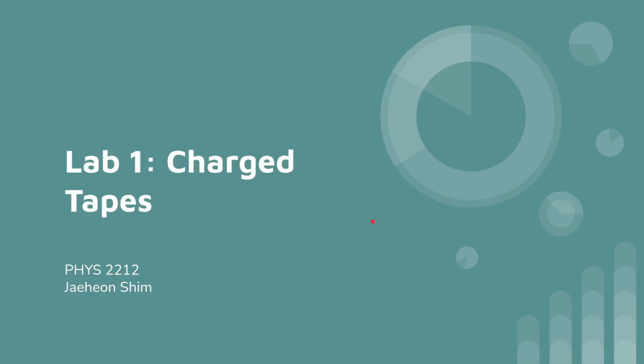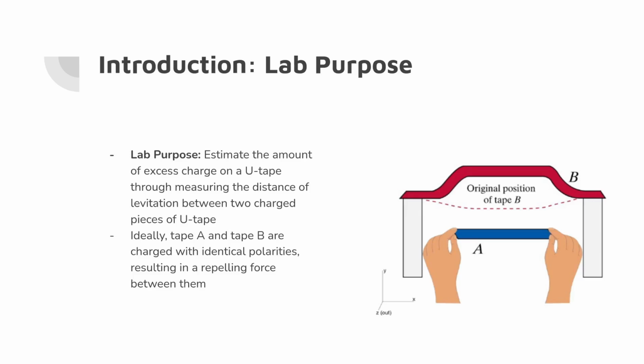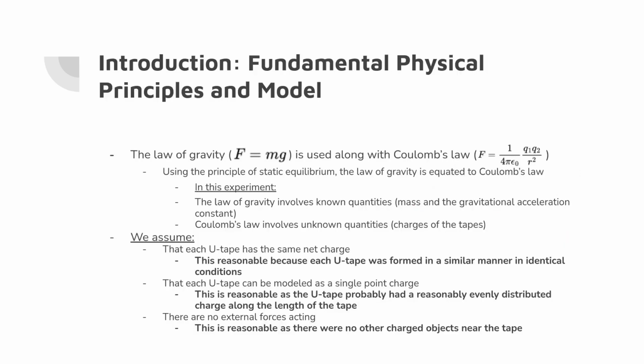This is my lab report video for lab number 1 of Physics 2212, charge tapes. The purpose of this lab is to estimate the amount of excess charge on a U-tape by measuring the distance of levitation between two charged pieces of U-tape. Ideally, tape A and tape B will be charged with identical polarities, which will result in a repelling force between them. Here are the fundamental physical principles and model we use for this experiment.